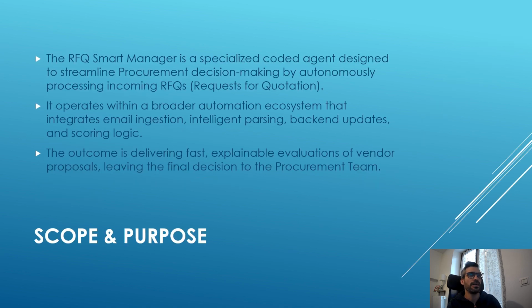The RFQ Smart Manager is a specialized coded agent designed to streamline procurement decision making by autonomously processing incoming requests for quotation. It operates within a broader automation ecosystem that integrates email ingestion, intelligent parsing, backend updates, and scoring logic. The outcome is delivering fast and explainable evaluations of vendor proposals, leaving the final decision to the procurement team. So let's see how it works.